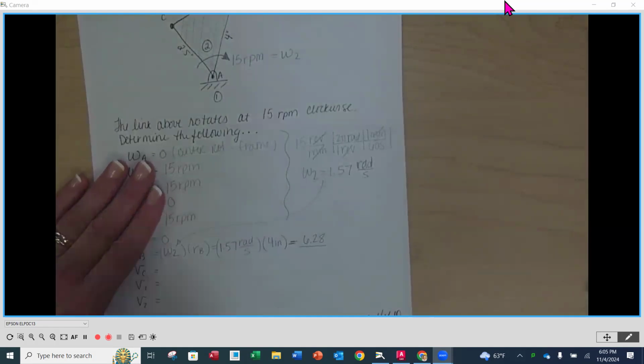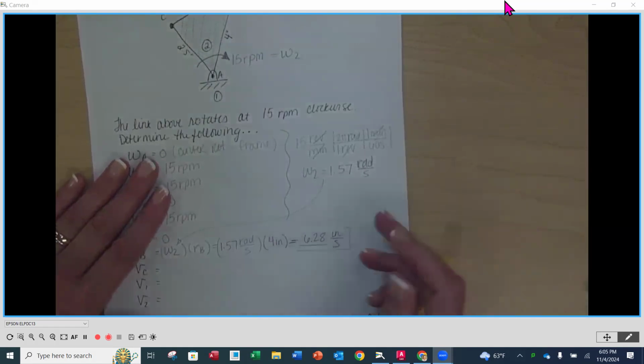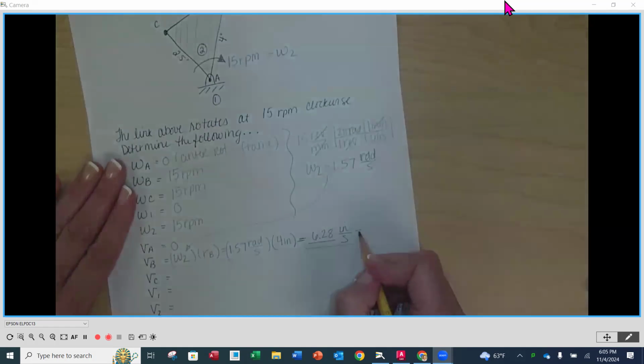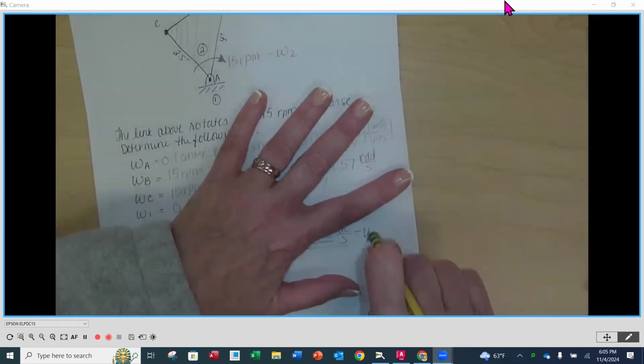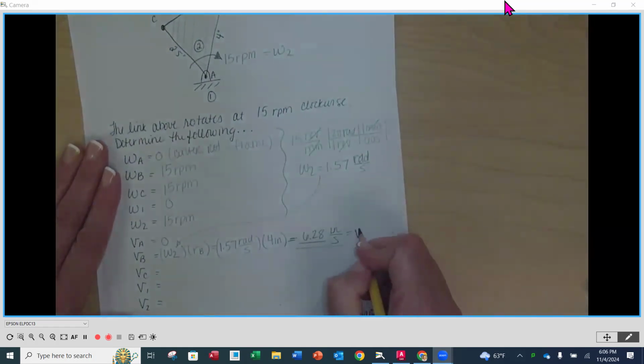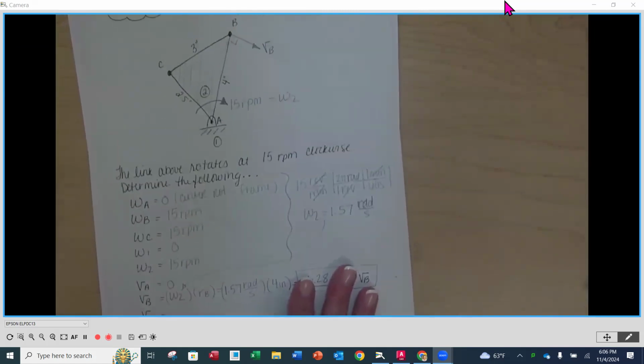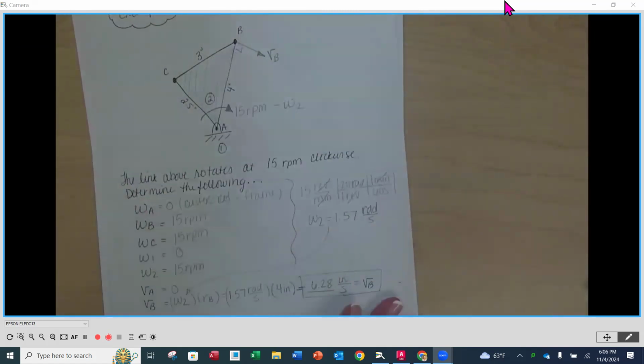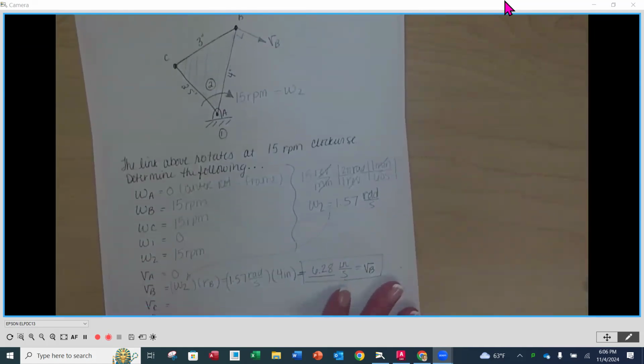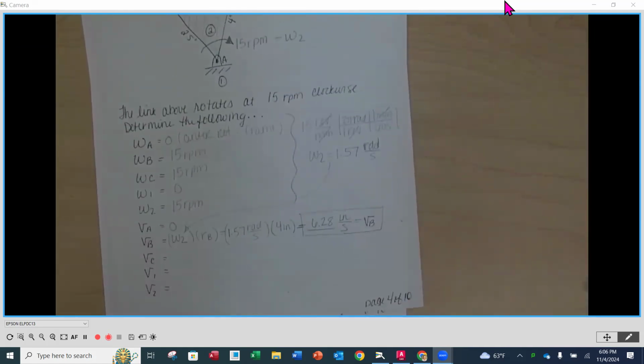$6.28-ish. 6.28 confirmed. Okay, great. And now when I multiply inches times radian, I end up with inches per second. So my final answer, this would be VB, not W. VB is equal to 6.28 inches per second. That's its magnitude. And its direction is going to be down and to the right, perpendicular to the radius back to its center of rotation.